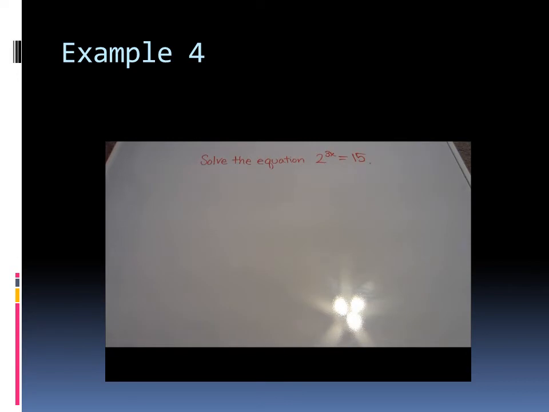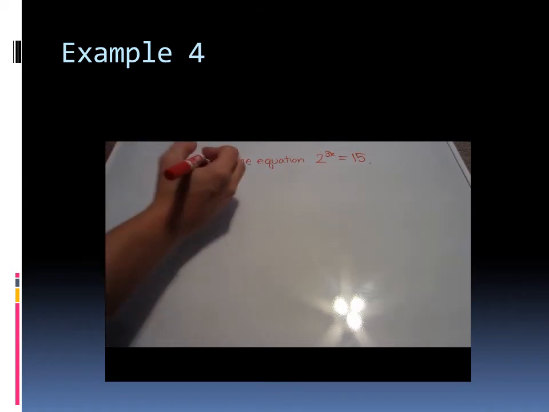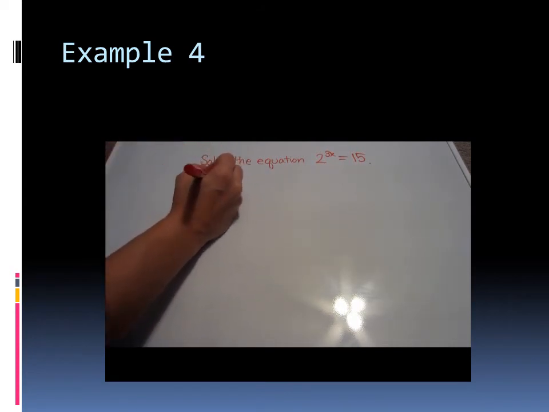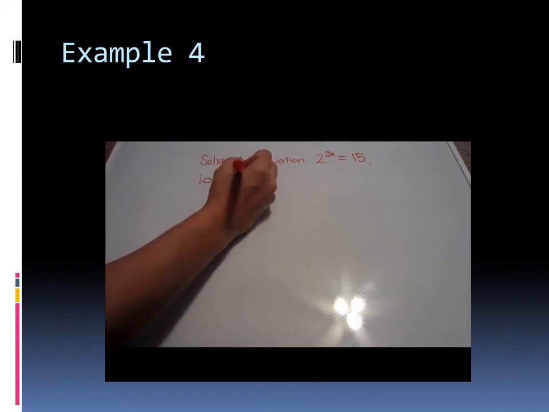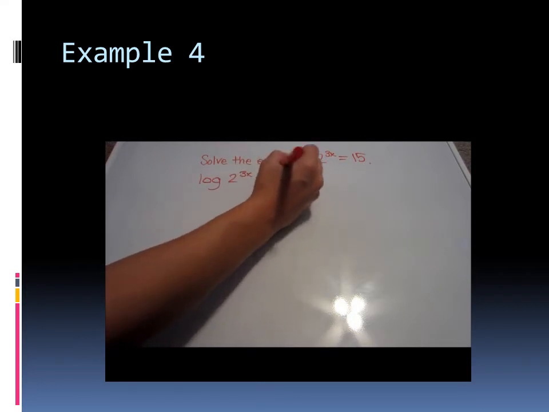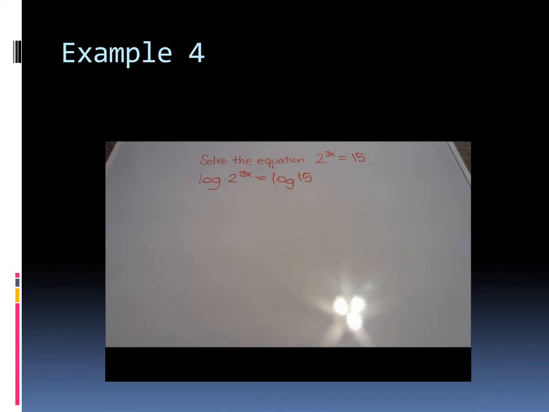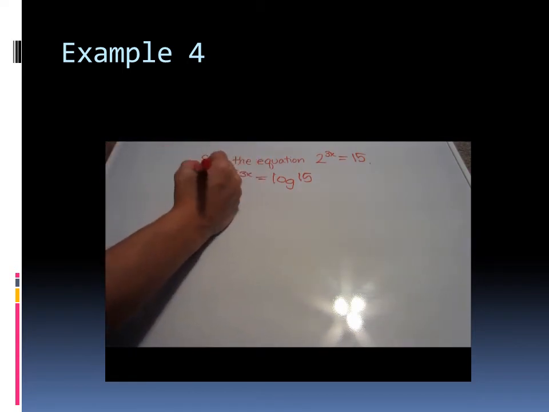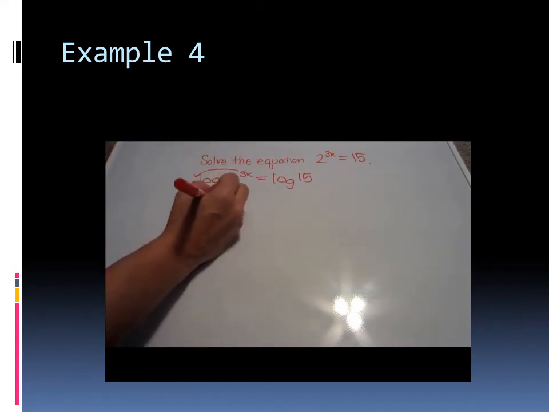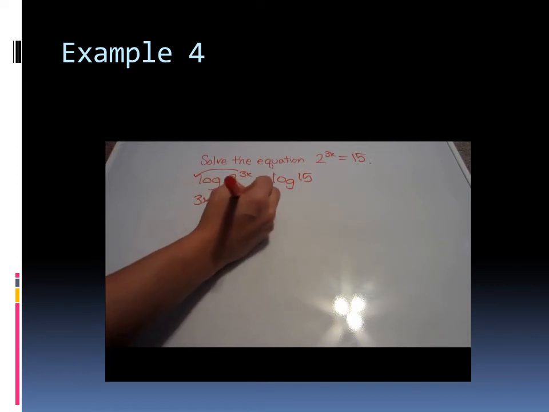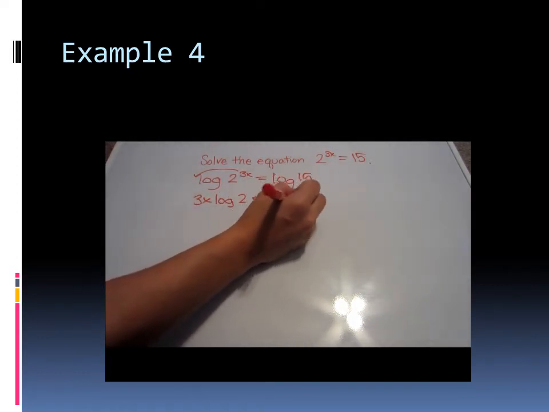For our last example of solving exponential equations, we're going to do 2 to the 3x equals 15. 15 cannot be written as a power of 2, so we have to take the log of both sides using our second technique. So log of 2 to the 3x equals the log of 15. Now we have to take our exponent and move it to the front, so we get 3x log 2 equals log of 15.